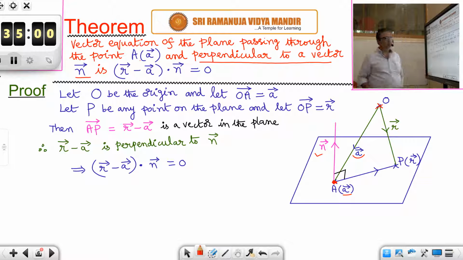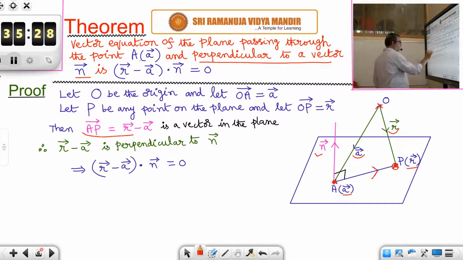Now to find the equation of the plane, what we have to do? We have to take any general point P in the plane. Let P be any point in the plane. Let OP bar be equal to r bar, that is the position vector of P. Join A and P and put an arrow. Consider AP bar. So AP bar is a vector completely lying in the plane.